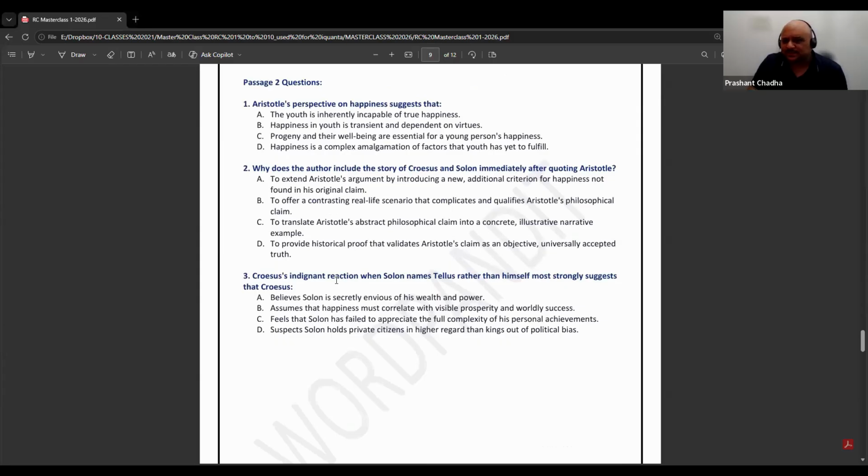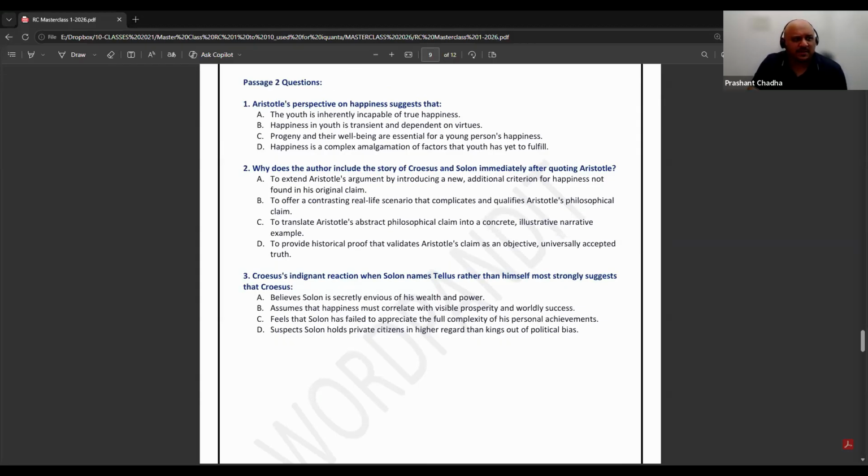Third, I think everyone got correct B. Anyone has doubts in question number 3? All of you said B for question number 3. Croesus' indignant reaction when Solon names Tellus rather than himself most strongly suggests that A, he believes Solon is secretly envious of his wealth and power, right? So why does Croesus get angry with Solon, when he says this? What is the reason for his anger?